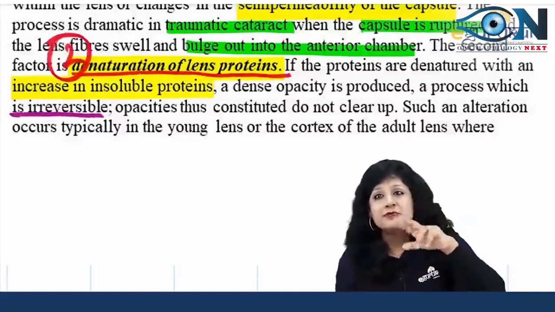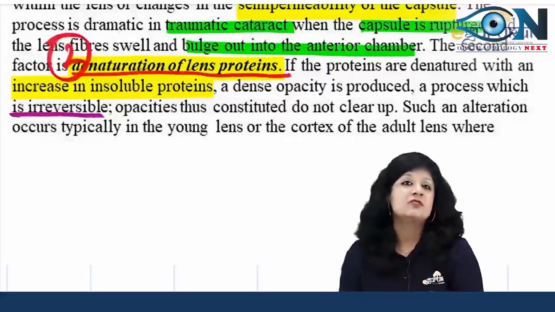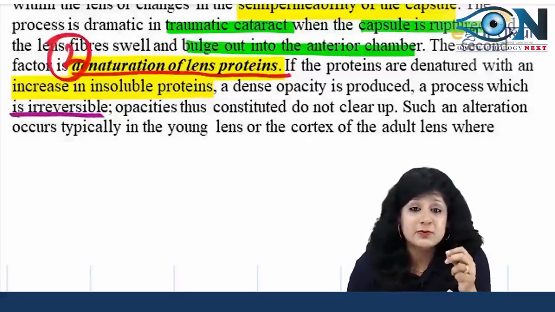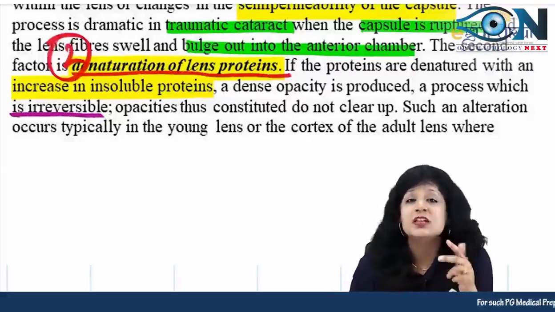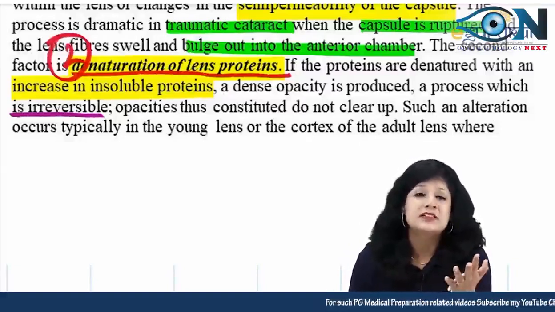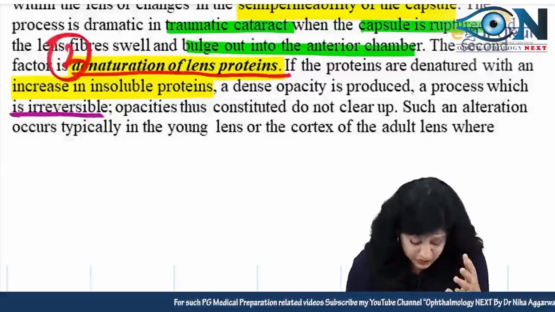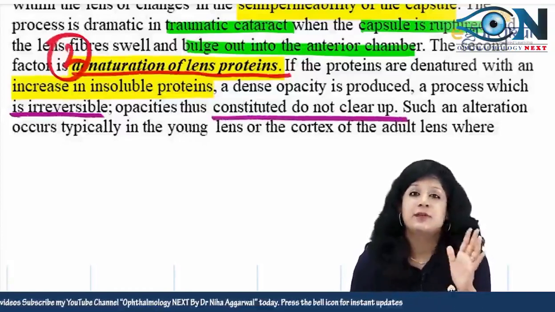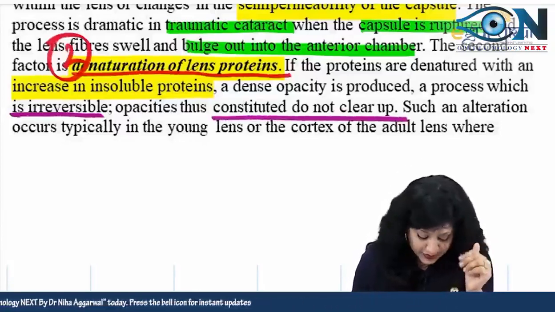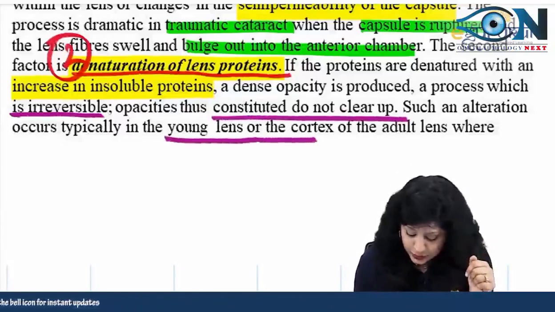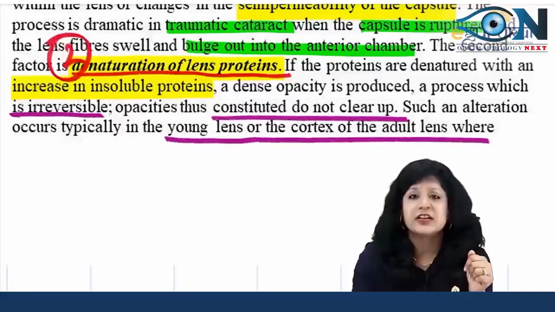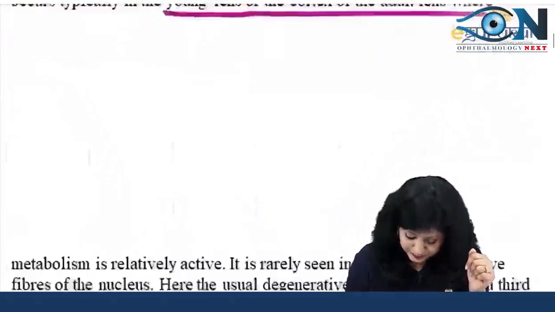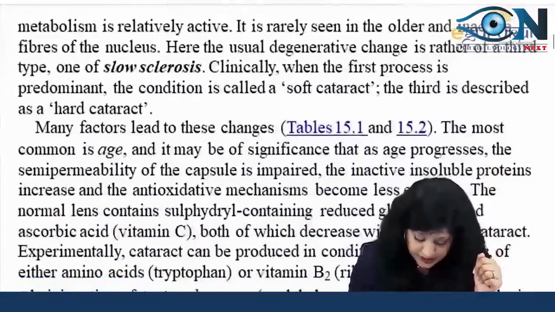So if the changes are occurring due to the hydration, they are reversible, but the moment they reach denaturation of the proteins, it is a change which is irreversible. Opacities thus constituted do not clear up. Such an alteration occurs typically in the young lens or the cortex of the adult lens. So this is again very important, where the metabolism is relatively active.